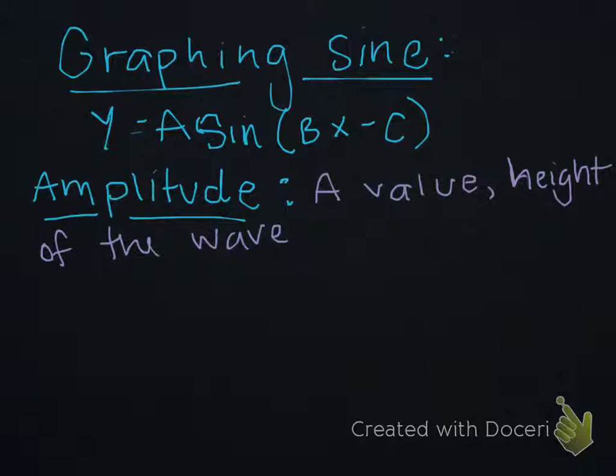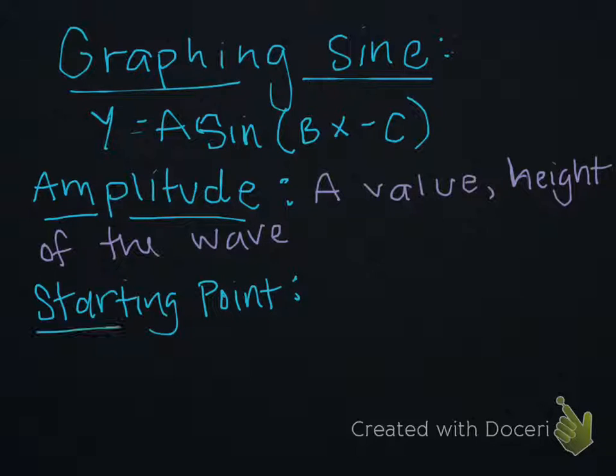The next thing that we find is the starting point. And it doesn't matter the order in which we calculate these. So the starting point is calculated by taking c value divided by b value. Notice I just put a c up here, and in the original equation, it says a negative c. So you always have to take the opposite value of your c.